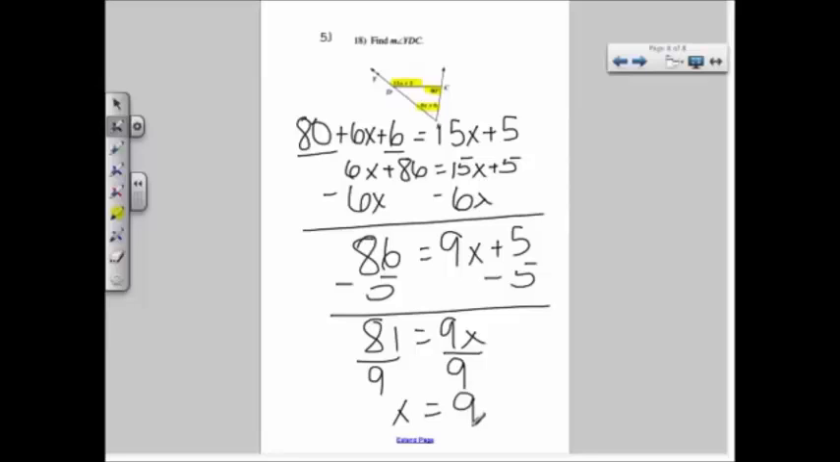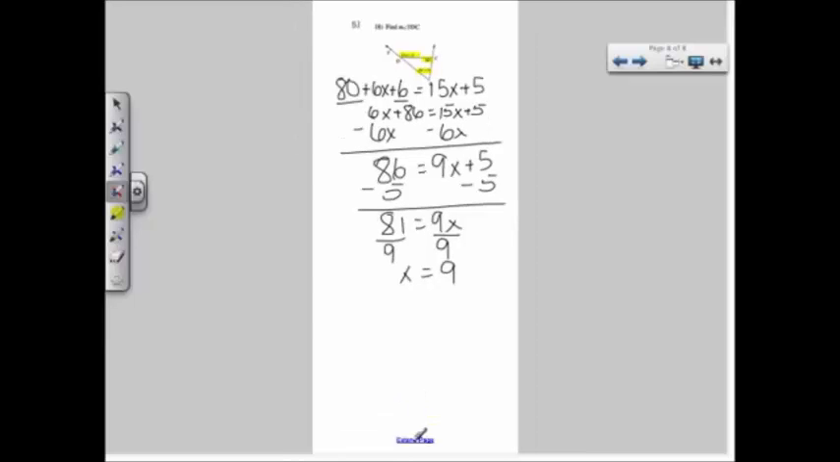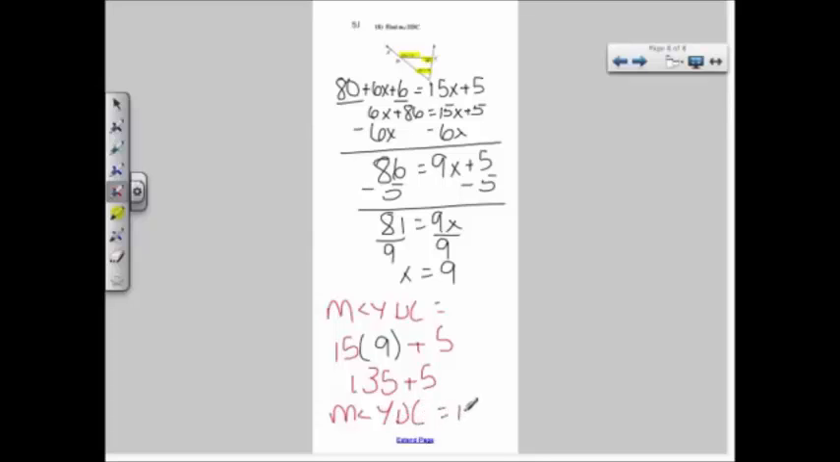Okay, but the question asked us to find the measure of angle YDC. So I know that angle YDC is 15x plus 5. So over here, all I have to do is figure out what 15x plus 5 is when I plug 9 in for x. So I'm going to say the measure of angle YDC is equal to 15 times 9 plus 5. Then I would figure out what 15 times 9 is, which is 135. Add 5 to it. That means that the measure of angle YDC is equal to 140.